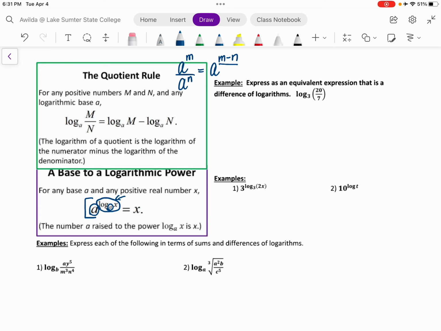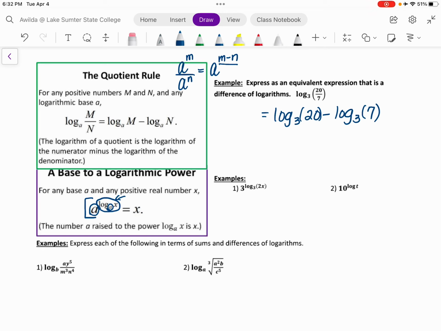Let's practice with the following example. Express as an equivalent expression that is a difference of logarithms. Logarithm base 3 of 20 divided by 7 will be written as logarithm base 3 of 20 minus logarithm base 3 of 7. Sometimes we see parentheses around the argument, around these results, and that might be useful just for clarity, but they're not required when the argument is easy to identify. When the argument, however, includes more than one term, such as x minus 6, then the parentheses are absolutely necessary for clarity.